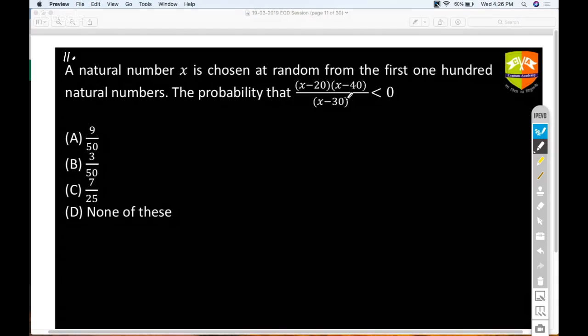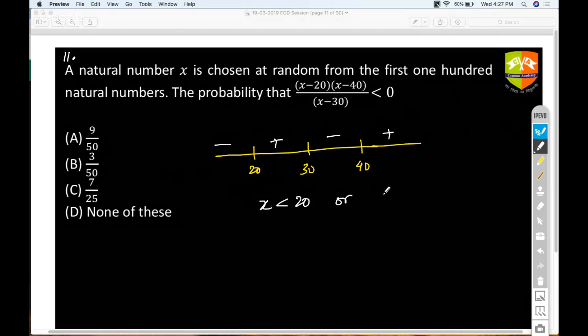Okay. Only Shruti thinks 7 by 25. Alright, so let's discuss this. If I go by the wavy curve sign scheme, so this is 20, 30, 40. So it will be plus, minus, plus, minus. So it will be negative when x is less than 20 or x lies between 30 and 40. Correct?